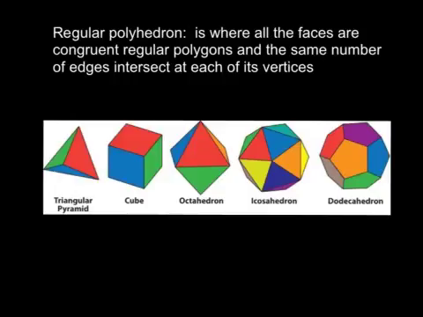A regular polyhedron is where all the faces are congruent, regular polygons, and the same number of edges intersects at each of the vertices. So, if we look at the triangle pyramid, it's a regular polyhedron because at this vertex it has 3 edges. Here it has 3 edges coming to it, there, and then each triangle is a congruent regular polygon.